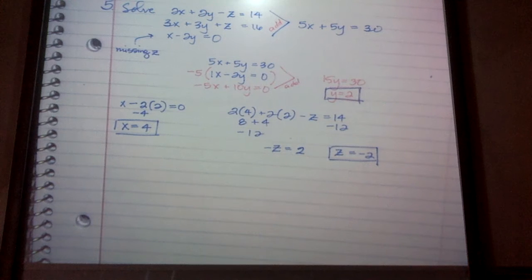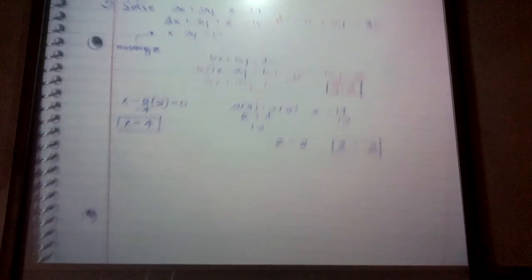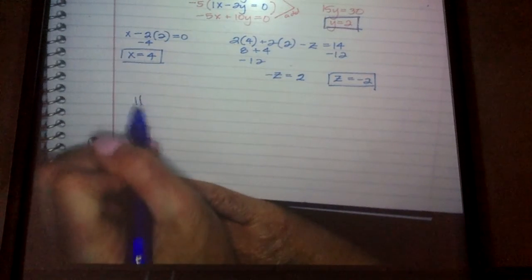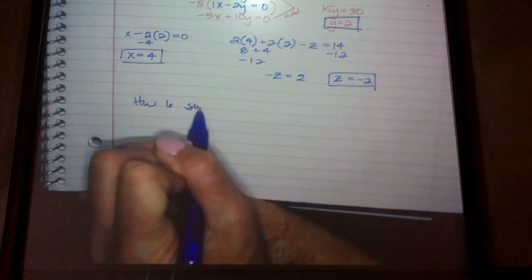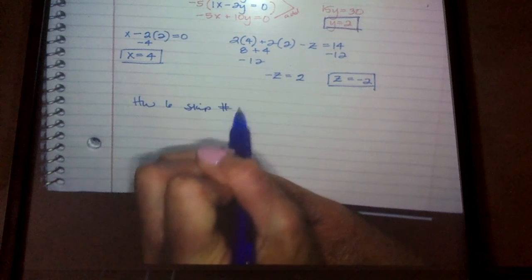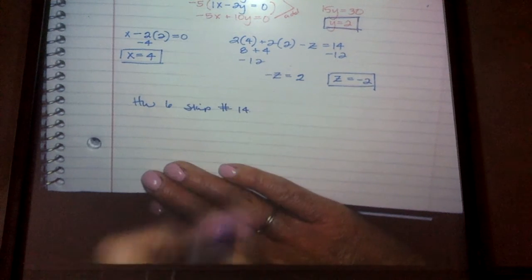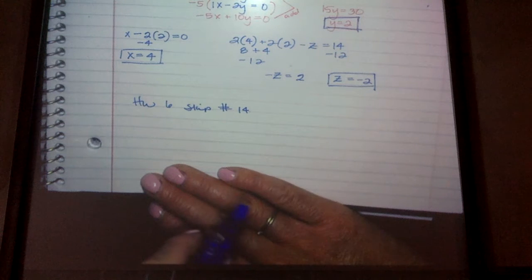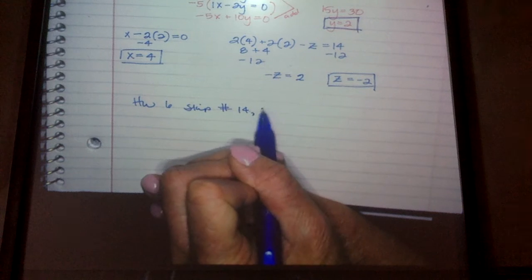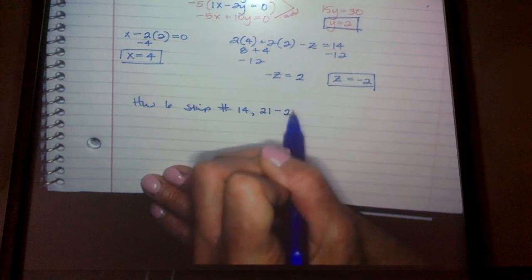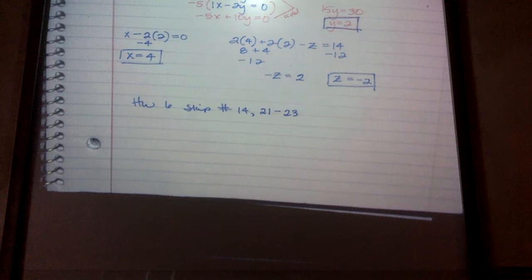So that's a review for section 6. For homework, you can skip numbers 14, 21 through 23, and I don't know if I skipped any others. You might be tortured with the rest.